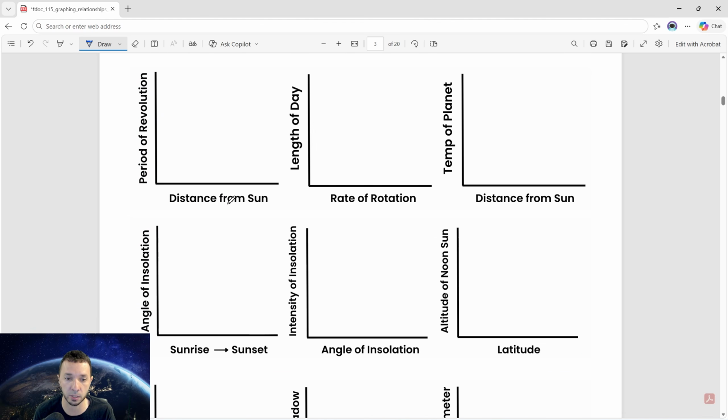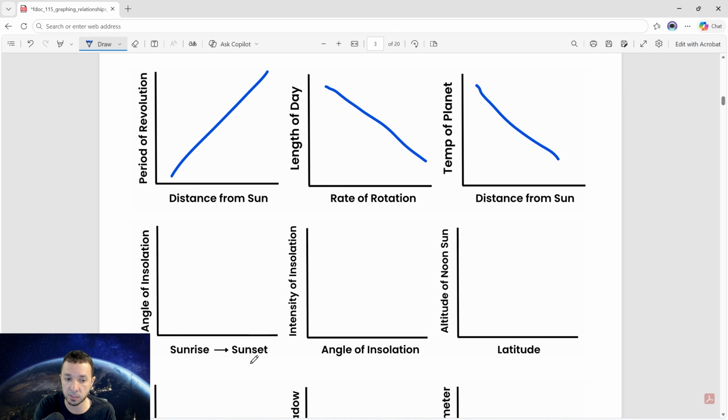As distance from the sun increases, what happens to period of revolution? We should have an increased period of revolution. As rate of rotation increases, what happens to the length of the day? As we spin faster, day should get shorter. As distance from the sun increases, what happens to the temperature of a planet? It should get colder, so that should be a decrease.